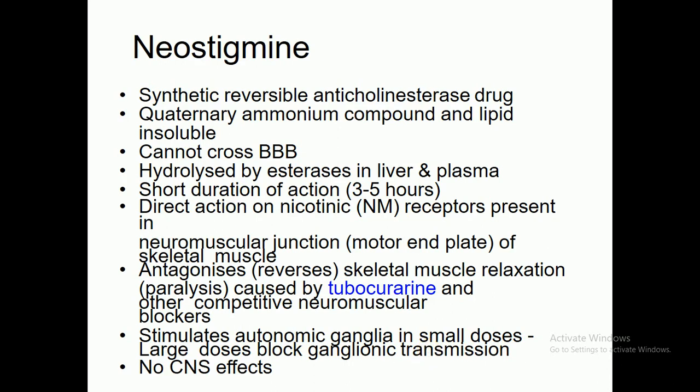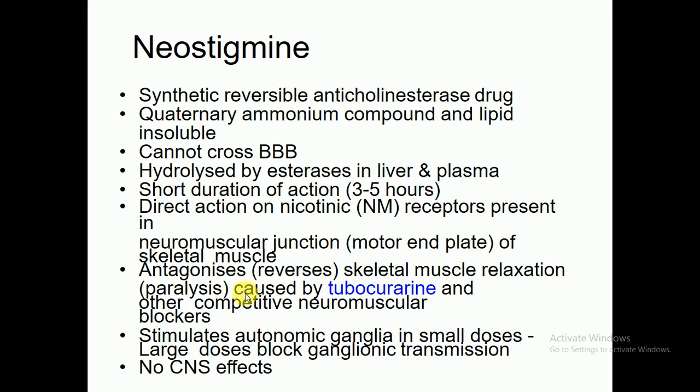Neostigmine is another agent, a synthetic reversible anticholinesterase drug, which is also a quaternary ammonium compound and lipid insoluble. It cannot cross the blood-brain barrier. It is hydrolyzed by esterase enzymes in the liver and plasma. Its duration of action is very short, almost 3 to 5 hours. It has a direct action on the nicotinic receptors at the neuromuscular junction, the motor end plate of skeletal muscles.